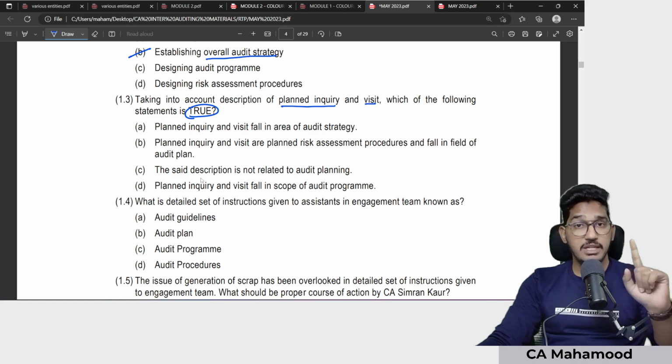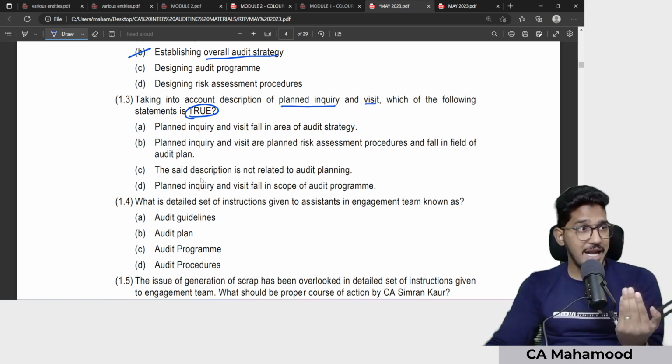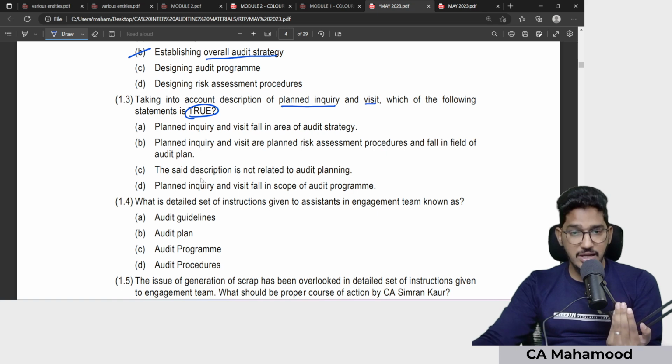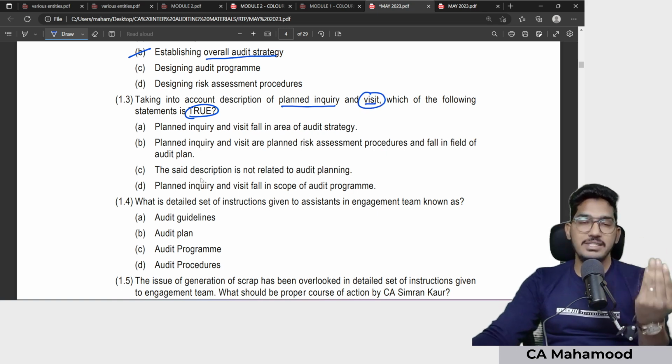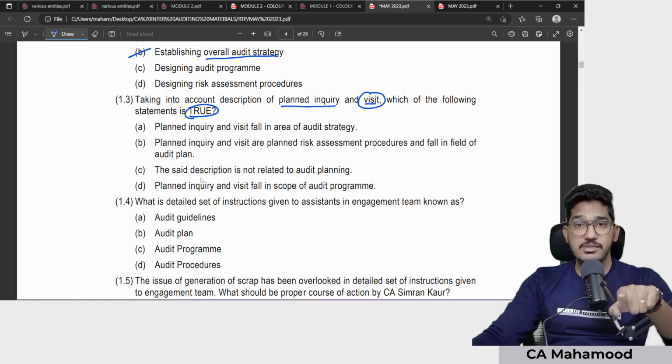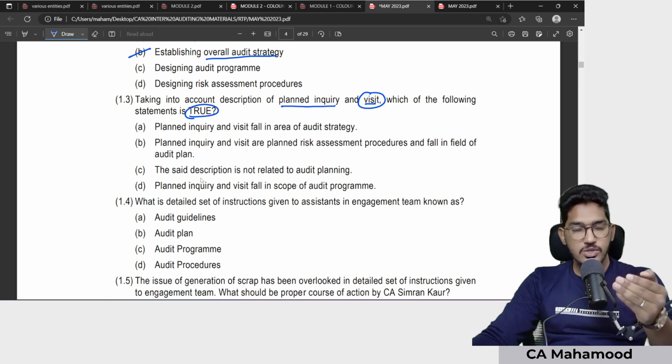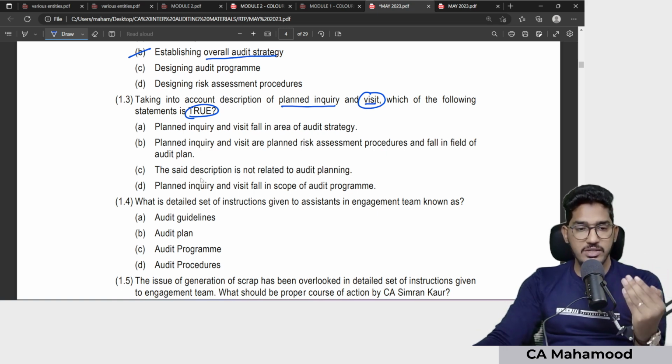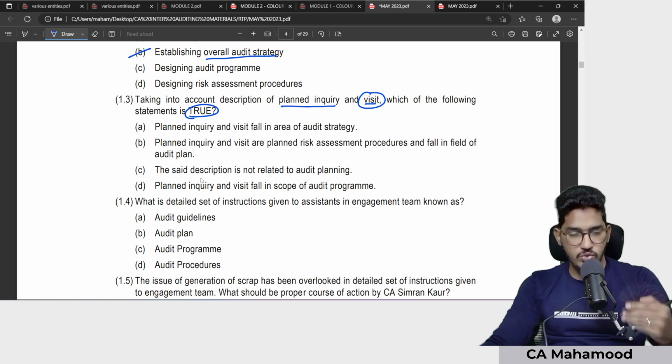So as we have seen, after establishing strategy, she has planned to inquire key persons in the organization, and she has even planned to visit the premises to identify and assess risk of material misstatement. Yes or no? So they are asking in this context, they have given 4 statements. Which one is true? We have to find it out.